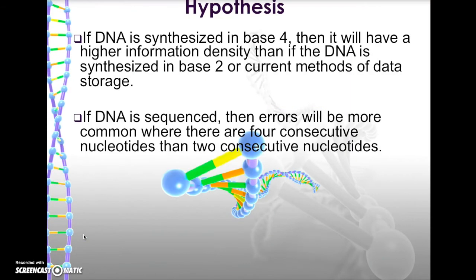My hypothesis was that if I synthesize DNA in this base 4 method that I just explained, then it will have a higher information density than if DNA is synthesized in base 2 methods or any current methods of data storage that we have.